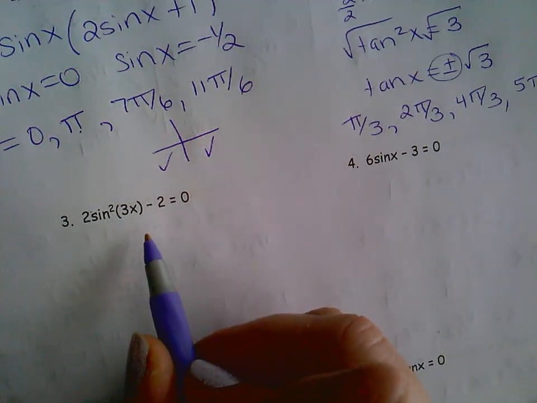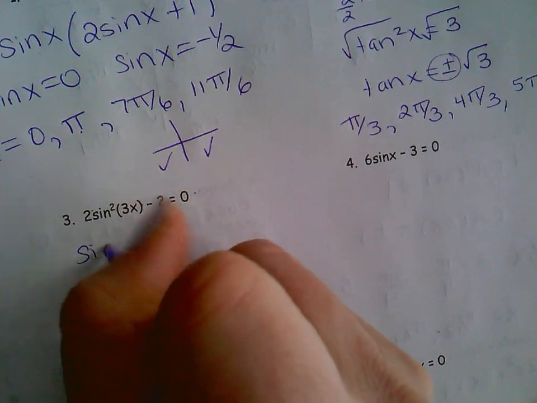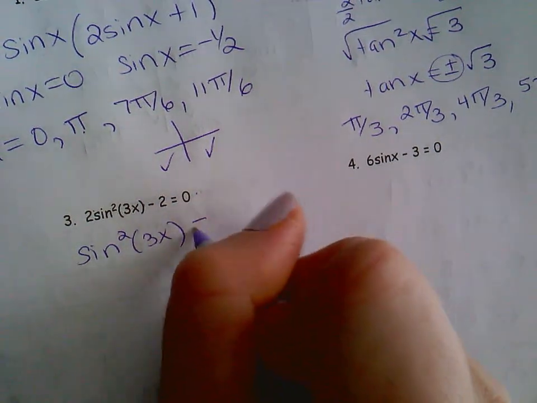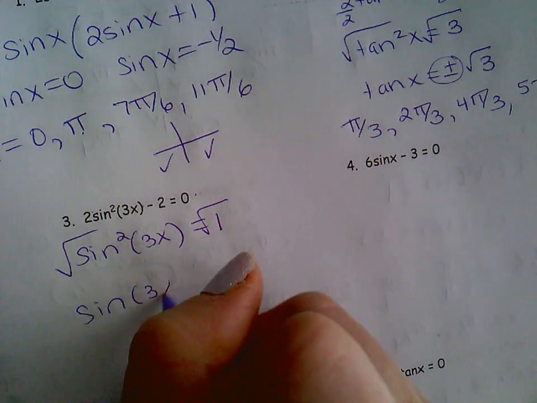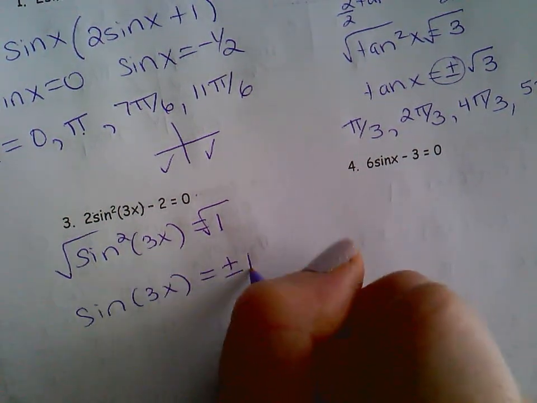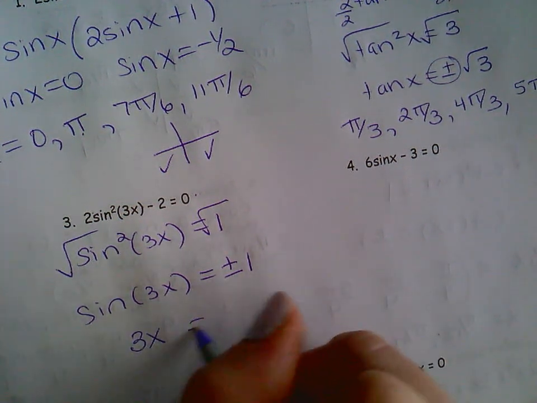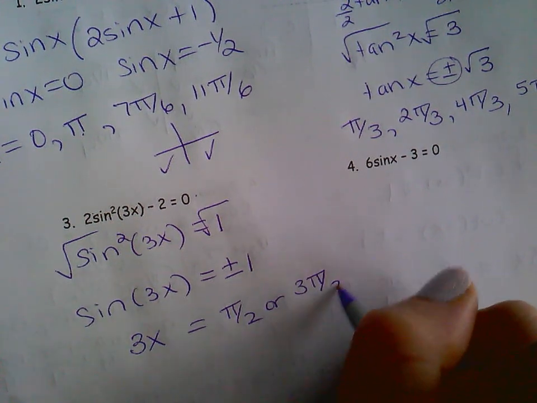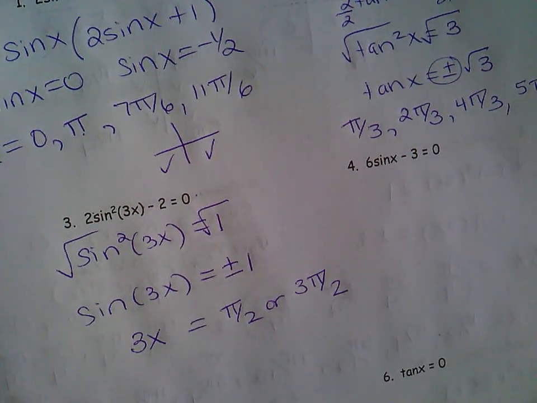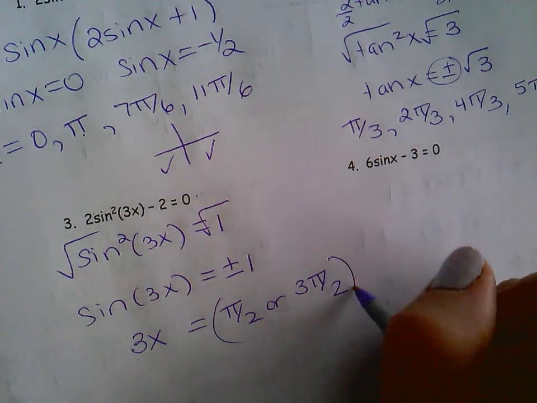Let's see. Add 2 to the other side and divide by 2. Sine squared would equal 1. Take the square root. Sine of 3x is plus or minus 1. So 3x has to either equal pi over 2 or 3 pi over 2. Top and bottom of the unit circle. But then I'm going to divide these both by 3, which is like multiplying them times 1/3.